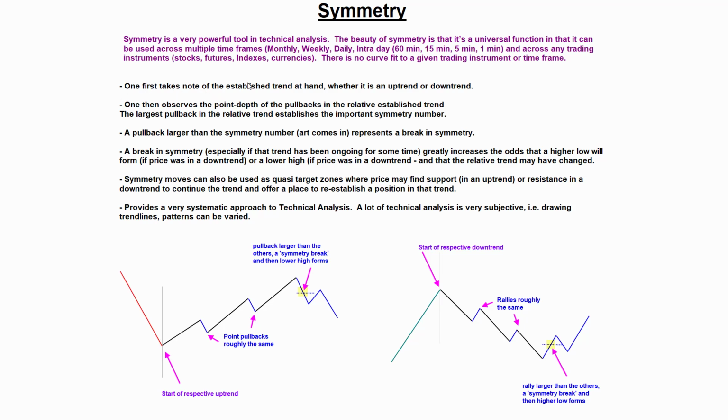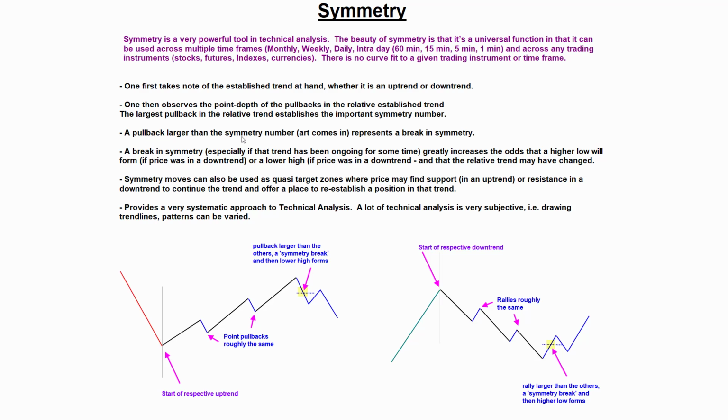So one first notes the established trend at hand, whether it's an uptrend or a downtrend. So this is the beginning of an uptrend. You then observe the point depth of the pullbacks in the relative established trend. The largest pullback in the relative trend establishes the important symmetry. So for example, you're uptrending here, you note the pullback depth of these pullbacks, or you're downtrending here, you note the strength of the rallies.